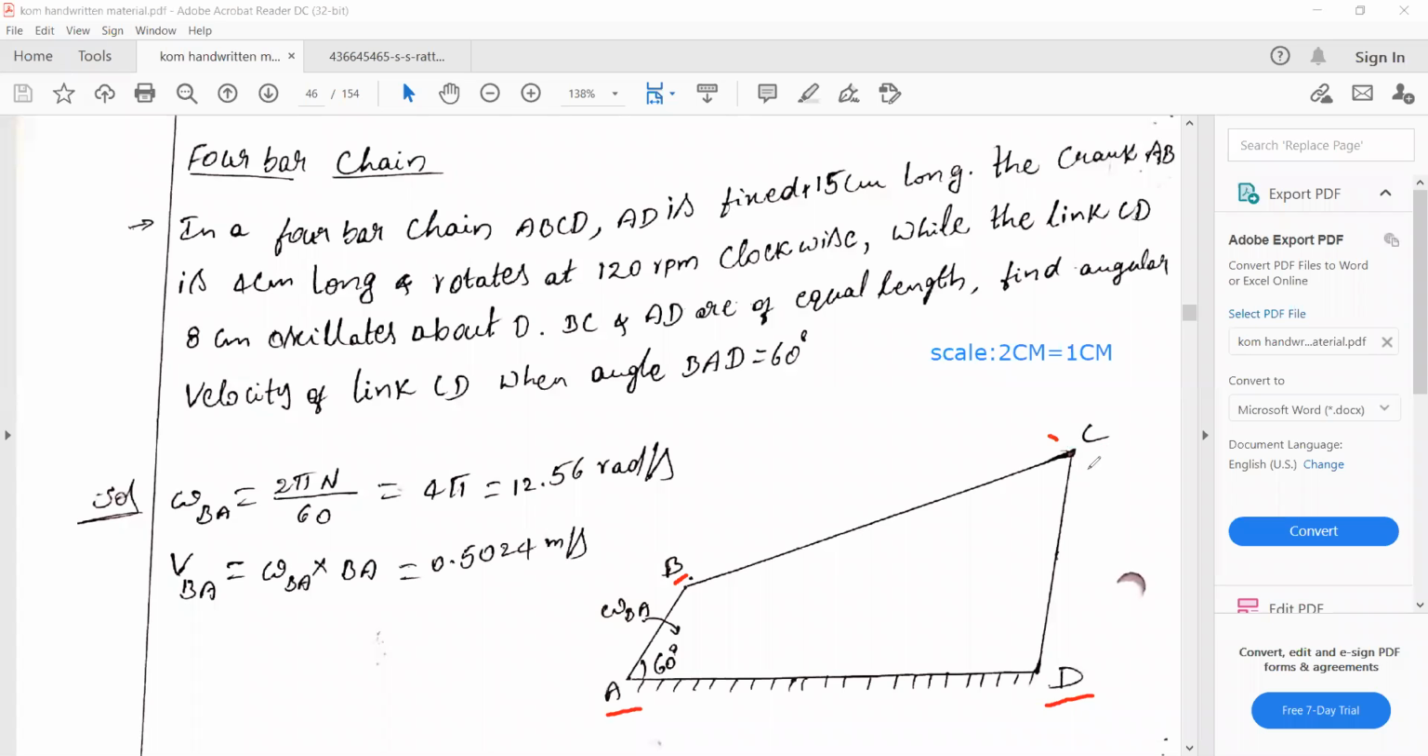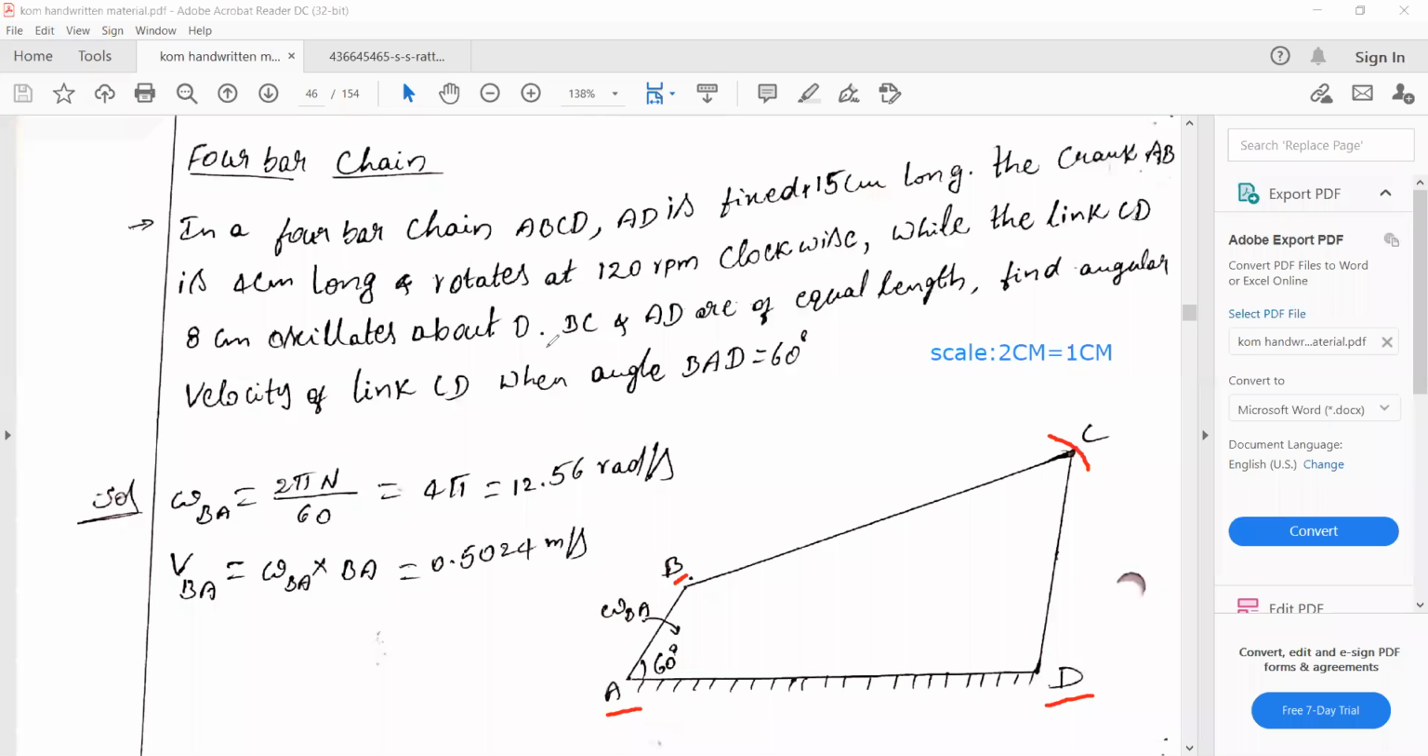Cut the arc with the 7.5 centimeter. Later, D is also known. And the CD length is also given. Just see our problem. So the CD length is also there. The length CD is 8 centimeter.